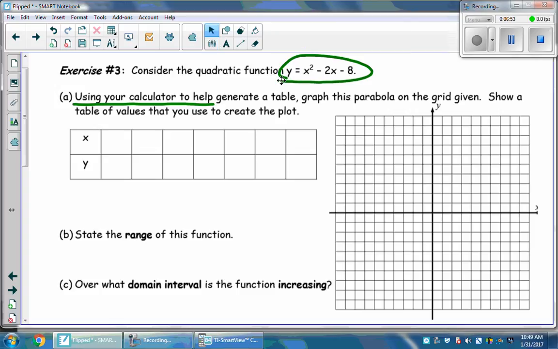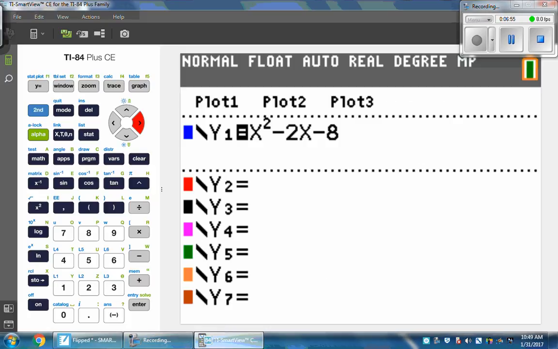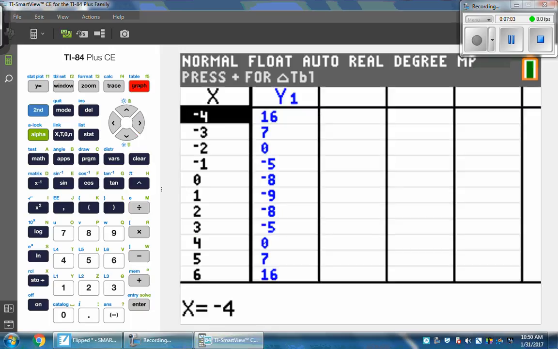You're going to notice that I've already done that, so if you take a look at what I have, I've already entered into y1, x squared minus 2x minus 8. To get the table that I'm going to fill in, I'm going to press the second key and the graph button, and it's going to pull up the table that I have here. Now, you're going to notice that there are some similarities between the numbers.